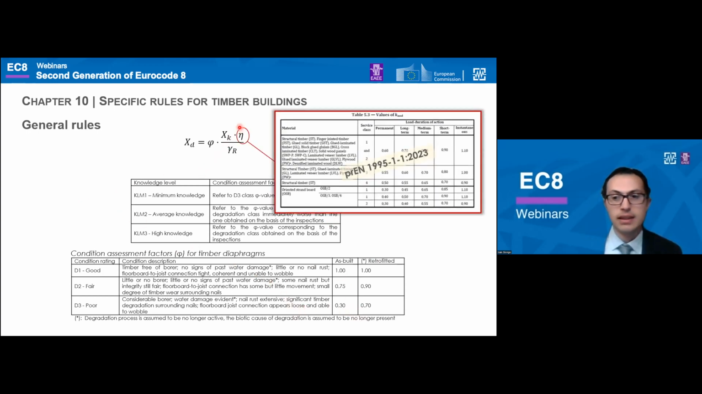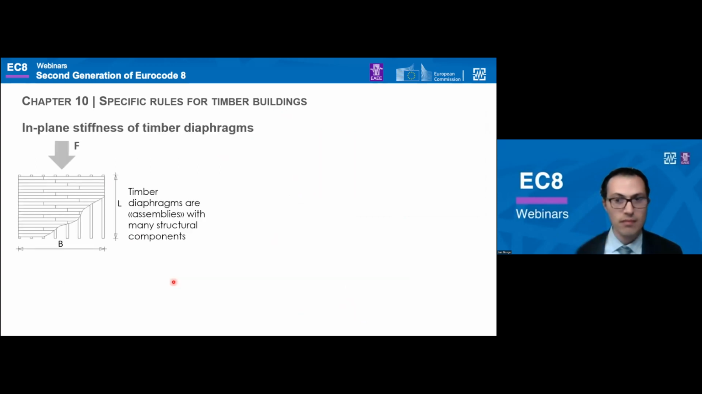For timber, the conversion factor here can be replaced with the well-known k-mod factor that accounts for the load duration and the environmental condition, depending on the service classes and also the type of actions. And you can find the values in the EN 1995-1-1 document. But let's go back to diaphragms.